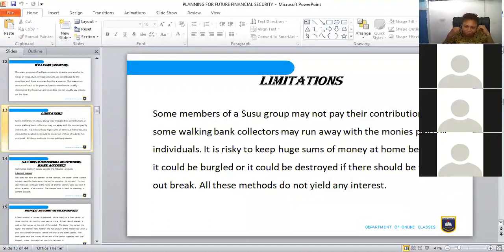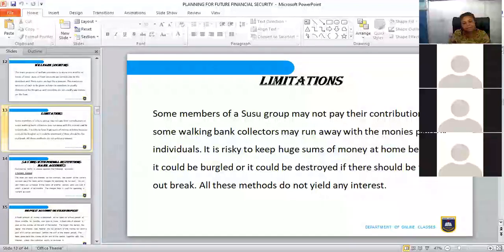Some members of a SUSU group may not pay their contributions. You see, the SUSU group we discussed earlier, they take the money in turns. The example I cited, you are 10 in the group. At the end of January, the first person received his or her 1,000 cedis. February, the second person received. Then March, the third person is supposed to receive. The first two people who have already received their money refuse to pay. It becomes a problem. They have already received, and instead of paying so that the other contributors will also get their money, they have refused.